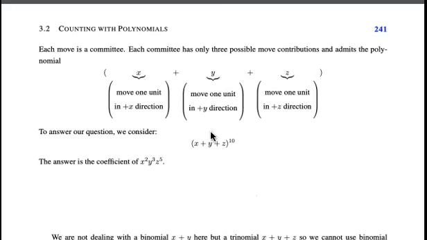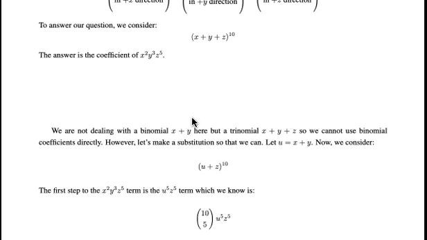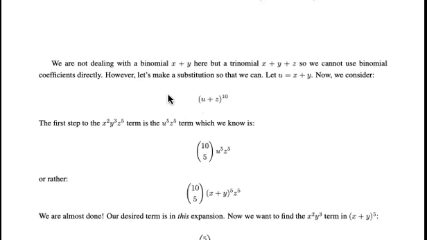We multiply all of those together, and the goal is to find the coefficient of x squared times y cubed times z to the fifth. So two in that bucket, 3 in that bucket, 5 in that bucket. Okay, how do we do that? We just need to find the coefficient. If we multiply all that out, we find that coefficient.